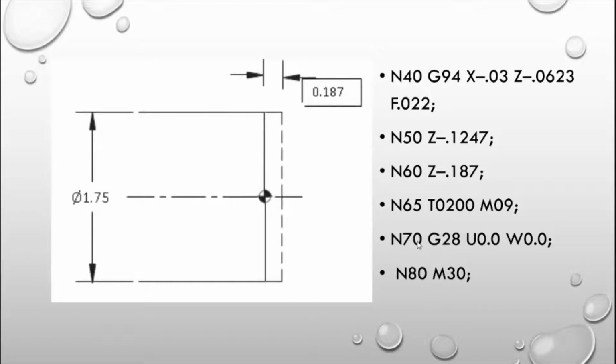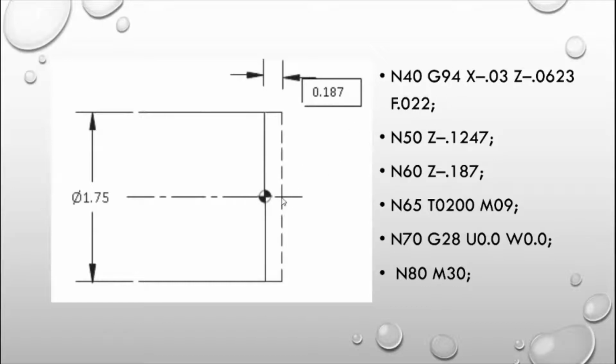N670 is the sequence number. G28 is the home position. N80 is the sequence number. M30 is the end of the program. In this code, our first original position is the one shown by the arrow, and after that comes the cutting cycle.